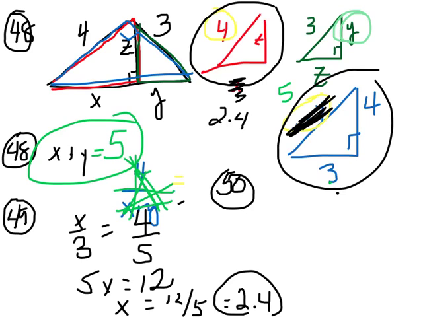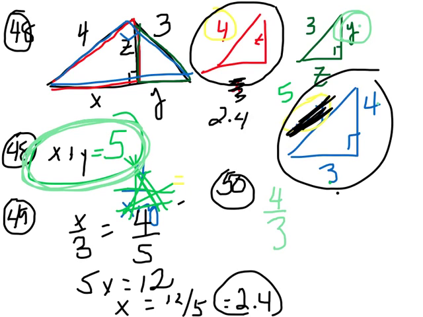You can do 4 is to y what 5 is to 3. Or you can just plug in x plus y equals 5. That's working smart. X plus y is 5. So if x is 2.4, what's y? 2.6, right? You could go right back here and solve it without having to do the proportion.